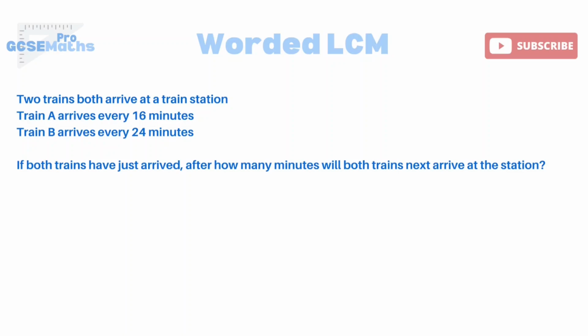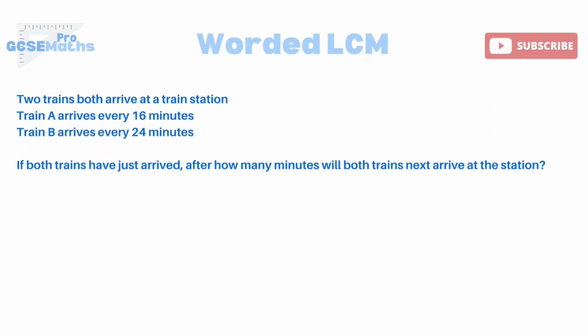So these questions don't normally mention lowest common multiple, but it'd be good to recognise the different styles and types that are actually the same thing. So quite a common one is when you have some trains or some buses or something like that. In this case, I've gone with trains. So for example, 2 trains both arrive at a train station. Train A arrives every 16 minutes. Train B arrives every 24 minutes.